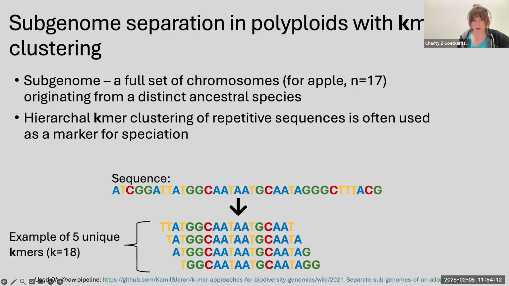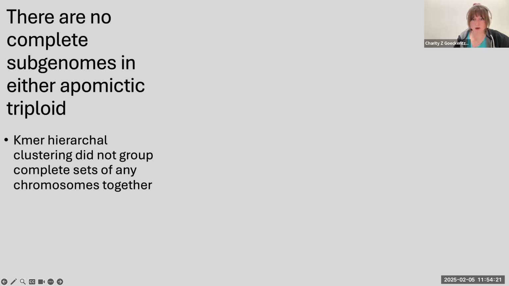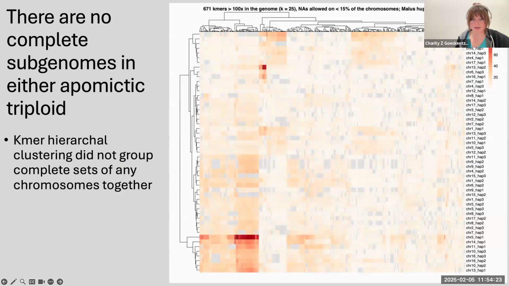And yeah, you just k-merize the genomes and the separate chromosomes, and you look to see if there are any patterns in the data. So, surprise, there weren't. There weren't any clear clusters of complete chromosome sets in either triploid. But you could still see some clustering for certain chromosomes and haplotypes. So this is a heat map of the types and abundances of k-mers by chromosome for the 51 chromosomes in the first triploid, Malus hupensis, apomict number 1.